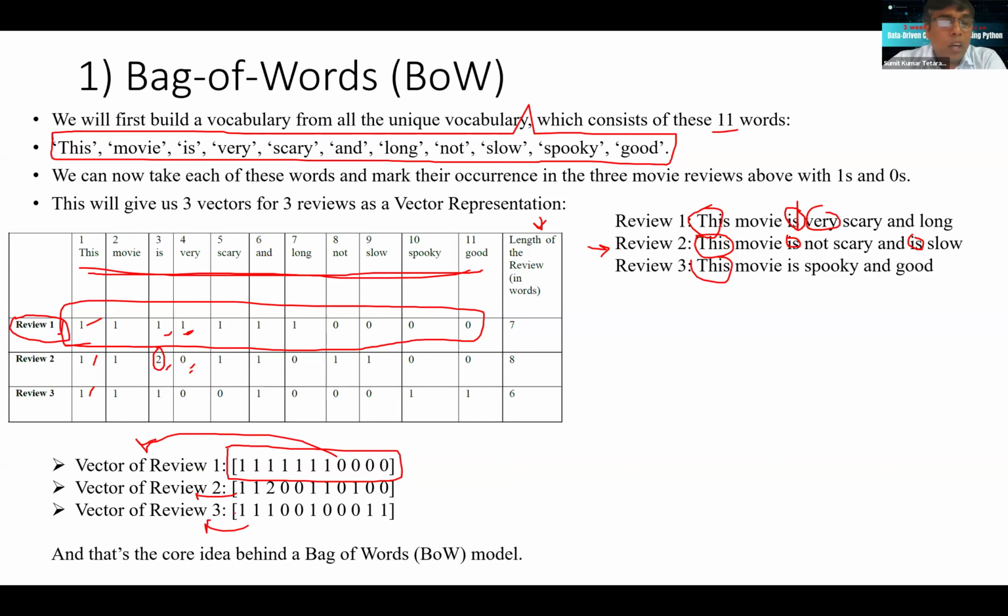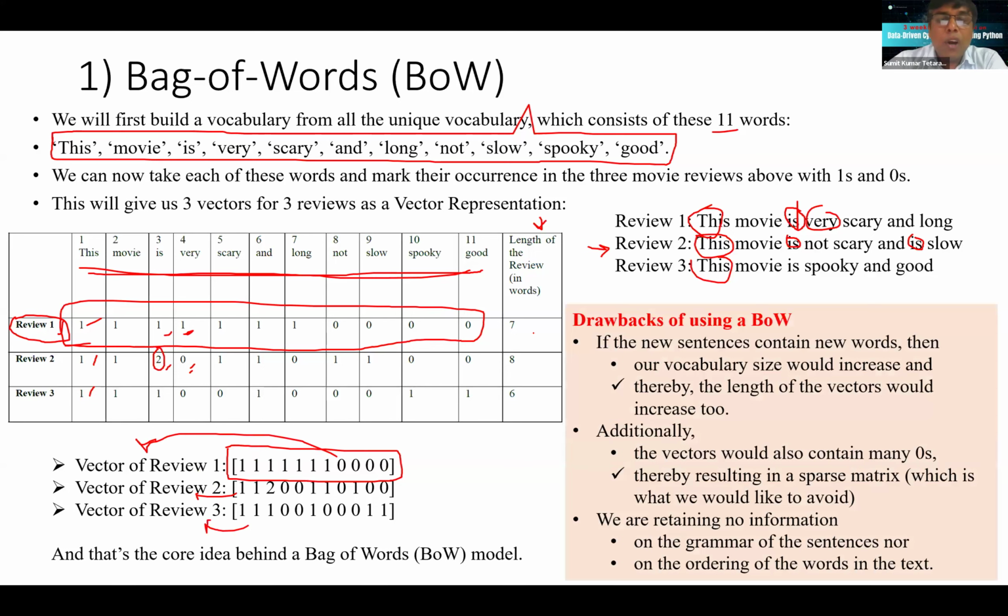Now the problem is, as you see, the first problem is our vocabulary size would increase. If you add more reviews, or you add some new review with unique words, then what happens? Your vocabulary is going to increase. And if it's going to increase, then what happens?